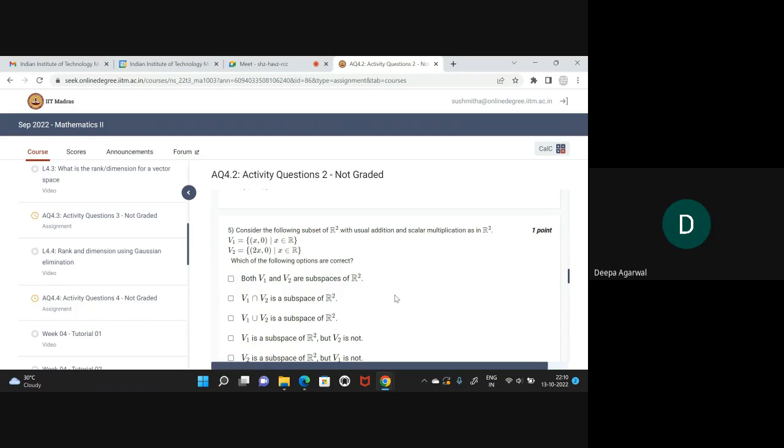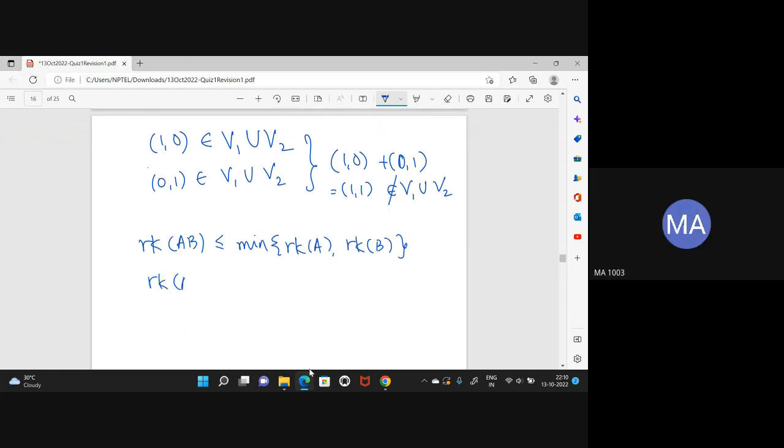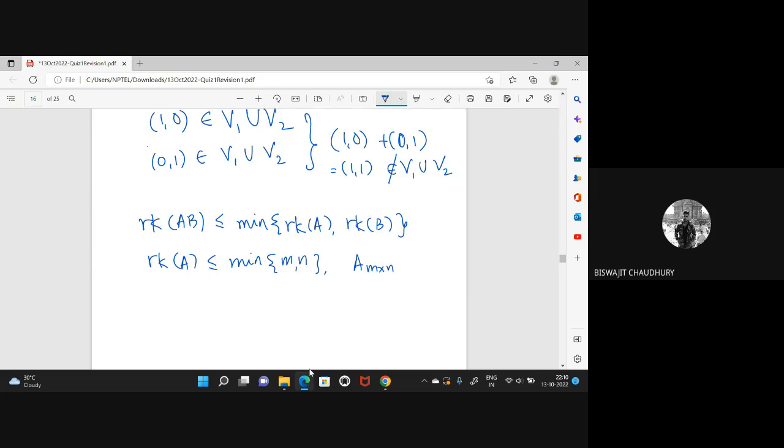How to relate the rank in matrix multiplication? Suppose A and B are two matrices. AB, what is the rank of AB? It is less than or equal to the minimum of m comma n. No, ma'am, that is also there. In terms of ranks of the matrices, it is this. Yes, rank of any matrix is less than or equal to minimum of m comma n. Ma'am, actually, it's just a theorem, but we don't know the proof of this.